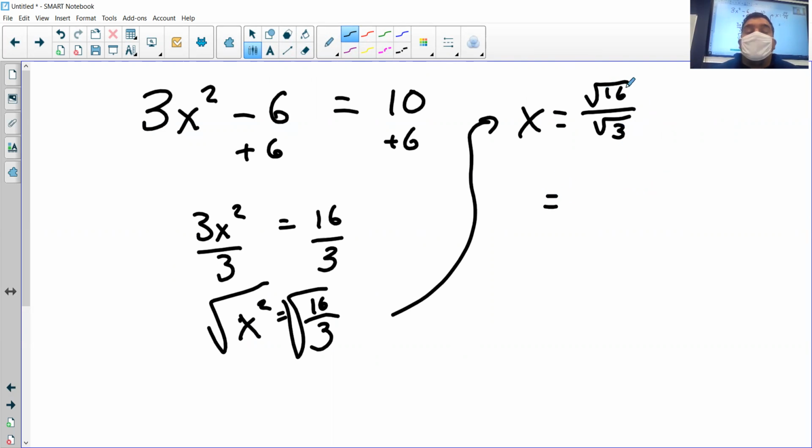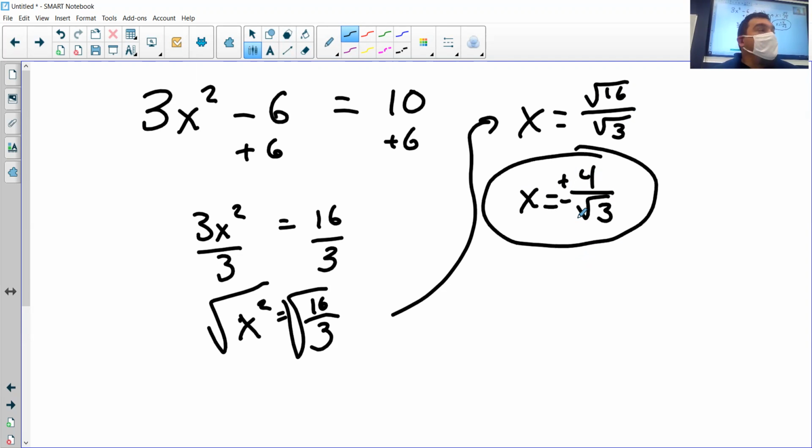Just don't put that in the test. But the top, what can the top be square rooted to? 4. So we do 4 over the square root of 3. But because we're square rooting something, we need the plus and minus. So don't forget the plus and minus. So plus or minus 4 over root 3. If you cannot simplify the square root, you leave it as the square root.